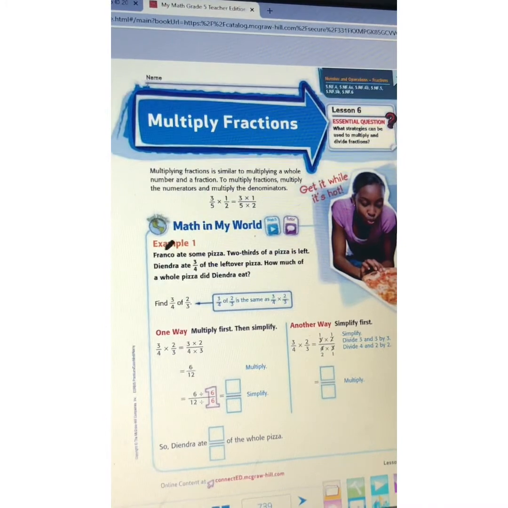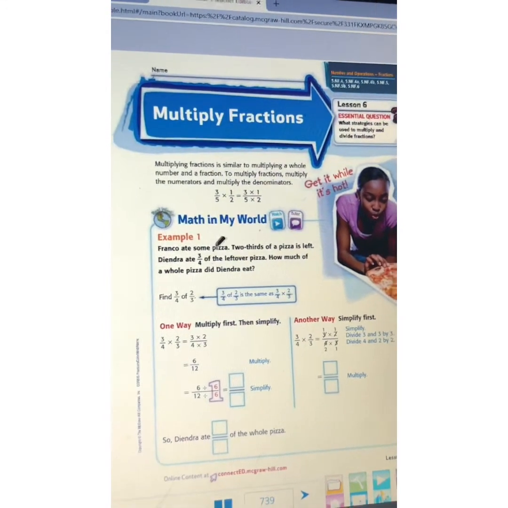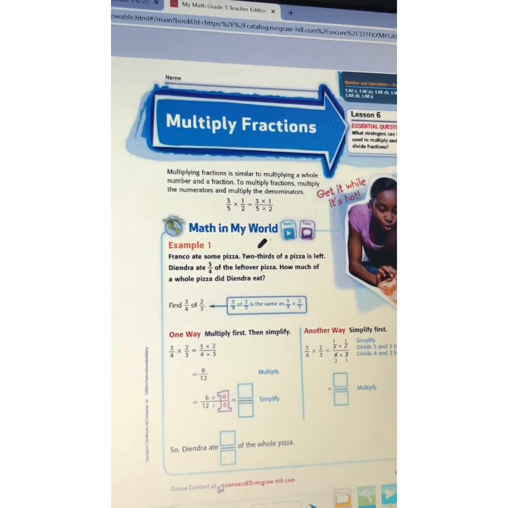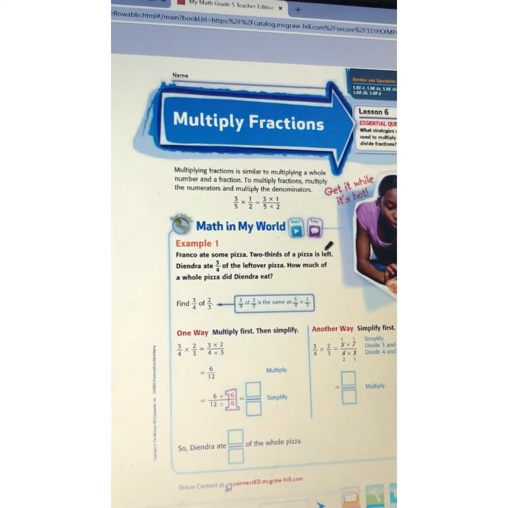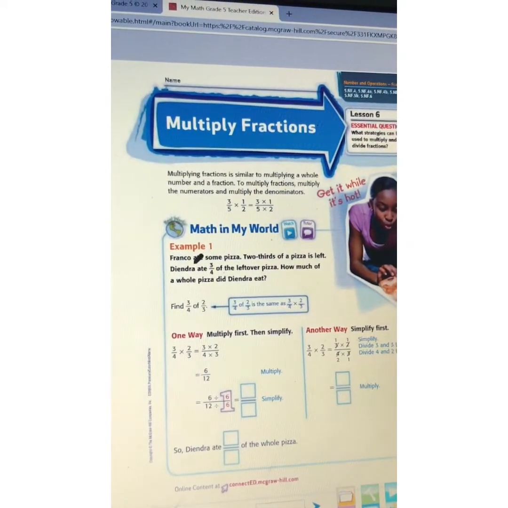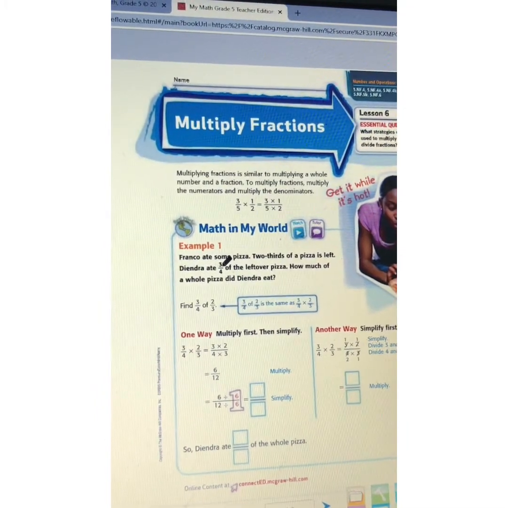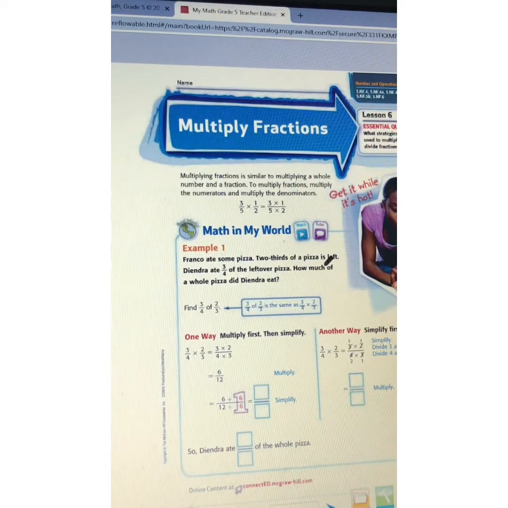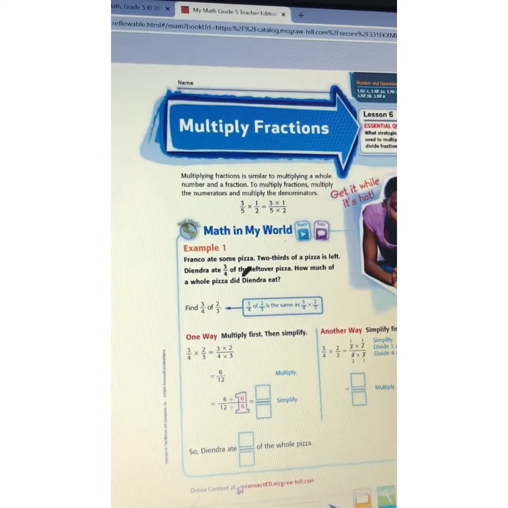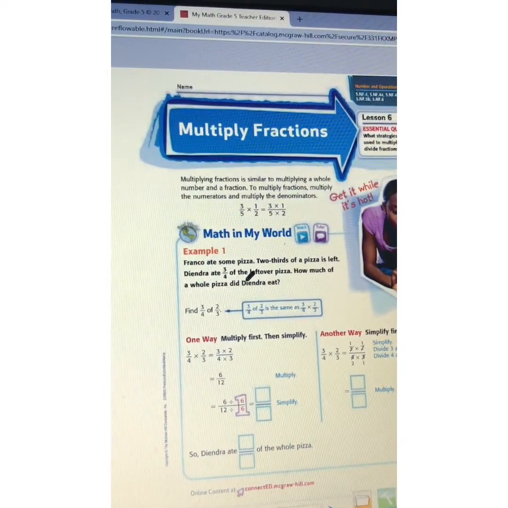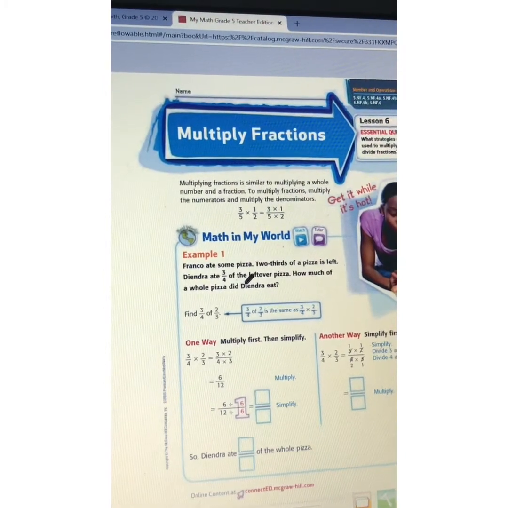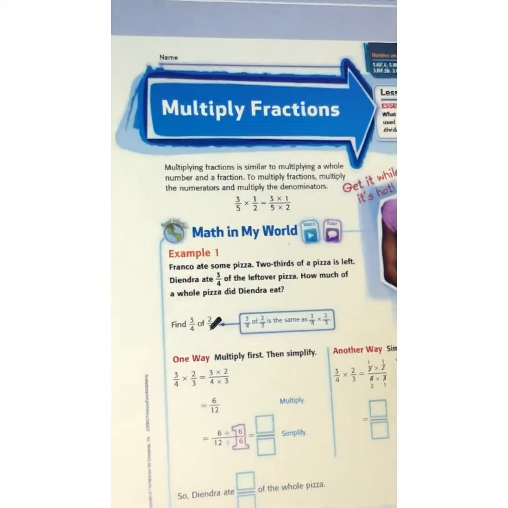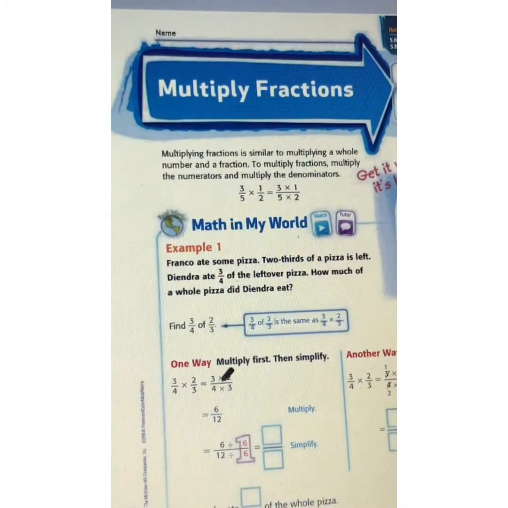Example 1. Franco ate some pizza. Two-thirds, we know it's 2 over 3 of pizza is left. Deandra ate 3/4 of the leftover. How much of a whole pizza did Deandra eat? So we will multiply 3/4 of 2/3. So I will be introducing you two ways on how we multiply.